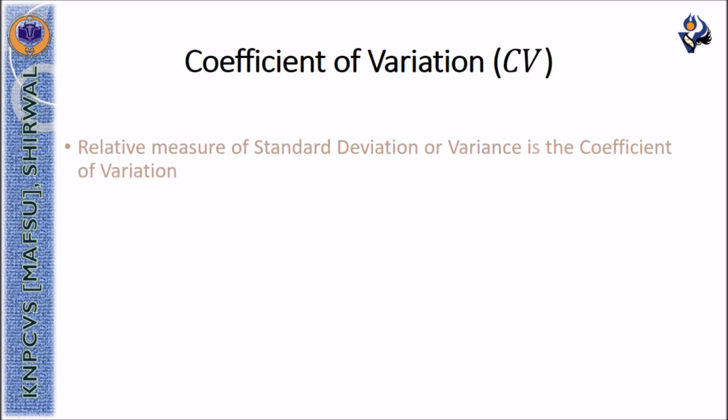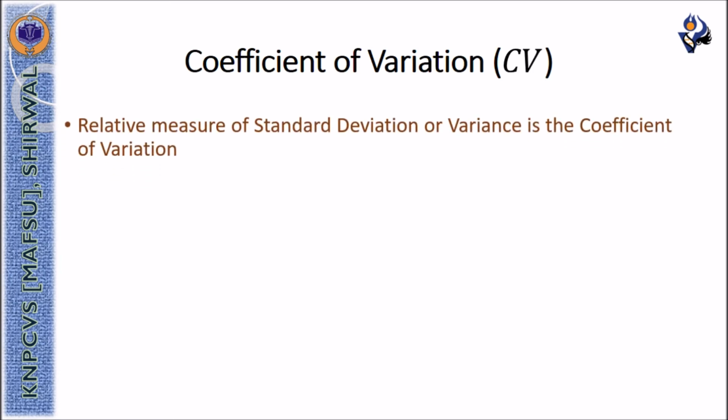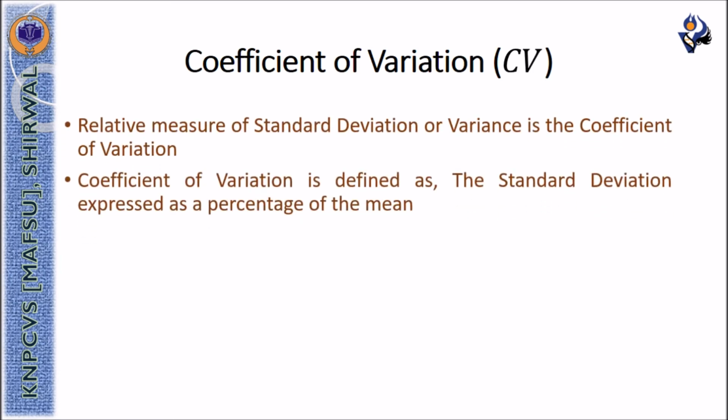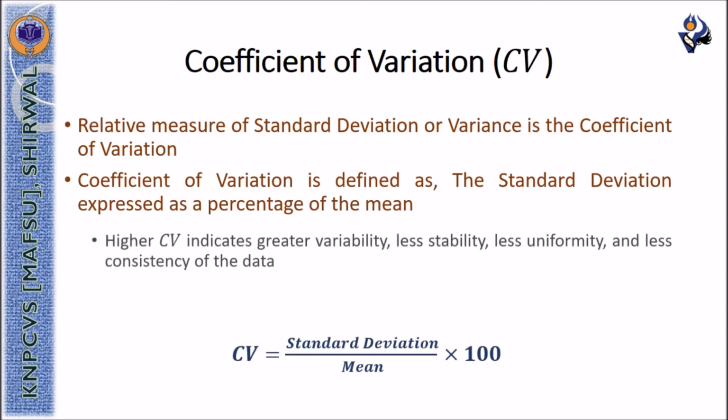Coefficient of variation is the relative measure of standard deviation, and it is defined as the standard deviation expressed as a percentage of the mean.